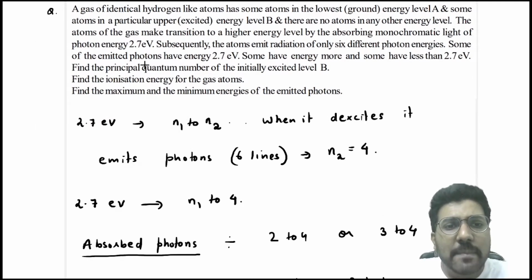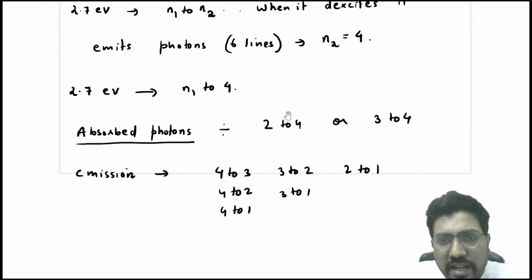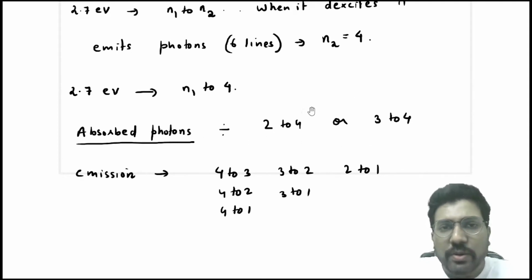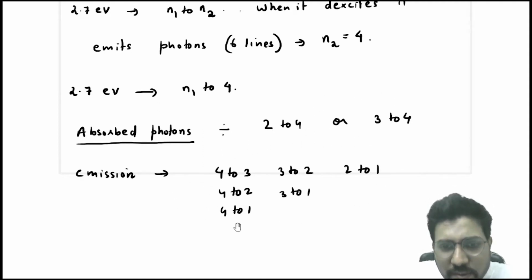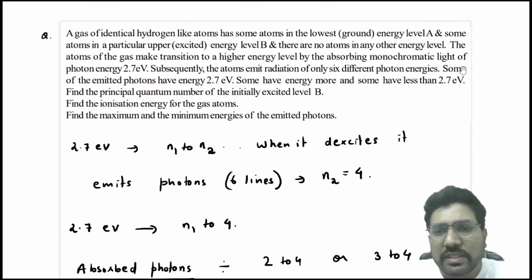Some of the emitted photons have energy 2.7 electron volt. That means some of the emitted photons will have energy of the absorbed photon, and that is true because out of these 6, one of them has to be this. See, if it is 2 to 4, here there is this one, 4 to 2. If it is 3 to 4, here there is 4 to 3 also, right? So this is obviously known to us.